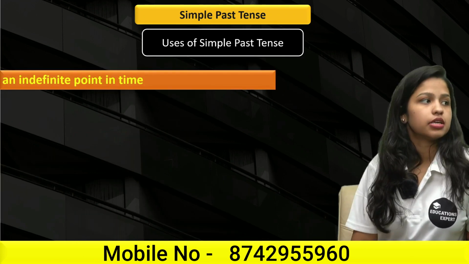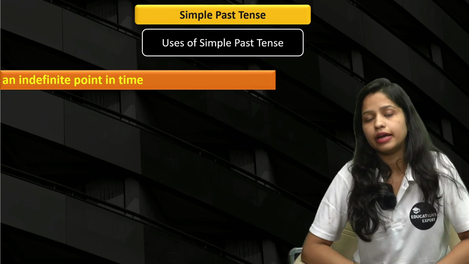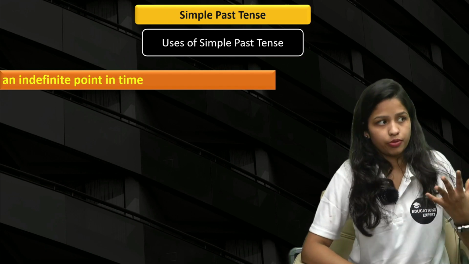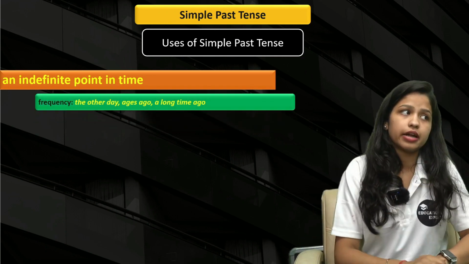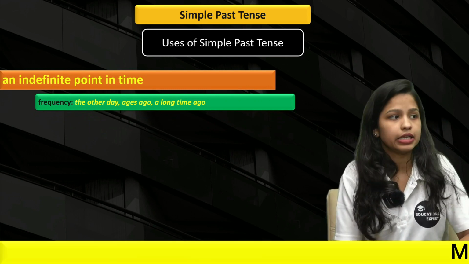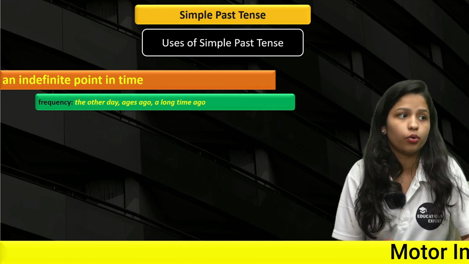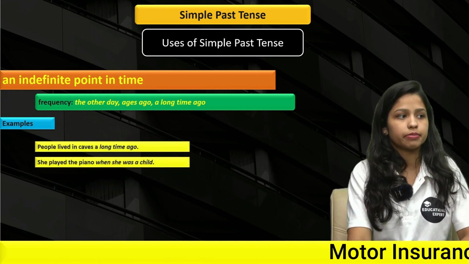All right, now let's understand another use which says about an indefinite point in time, right? Before this we have understood a definite point of time. Now we are understanding the indefinite point in time. If we are saying words like other day, ages ago, a long time ago, at that time we can use simple past tense. How? Let's see some examples of it.